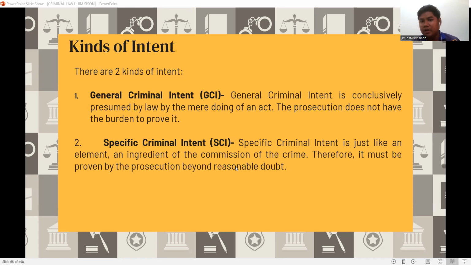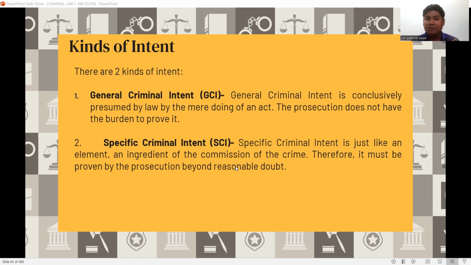So always remember that general criminal intent is conclusively presumed by law by the mere doing of the act, and the prosecution does not have the burden to prove it. Some examples of general criminal intent: the victim died. In a murder case, the victim died.